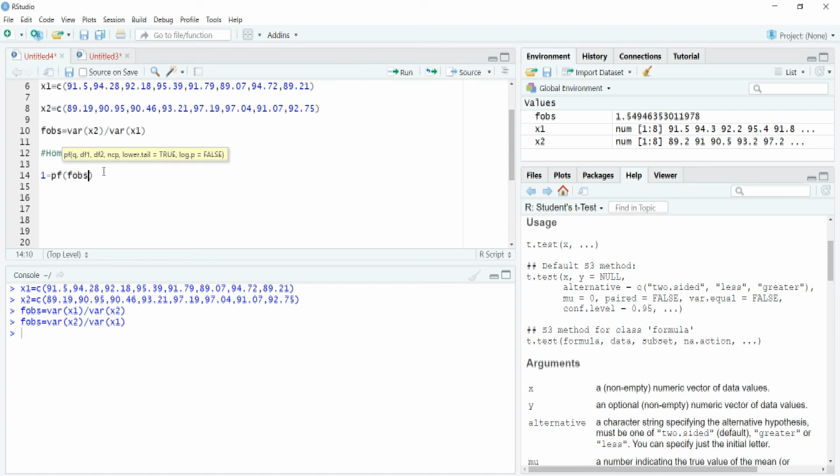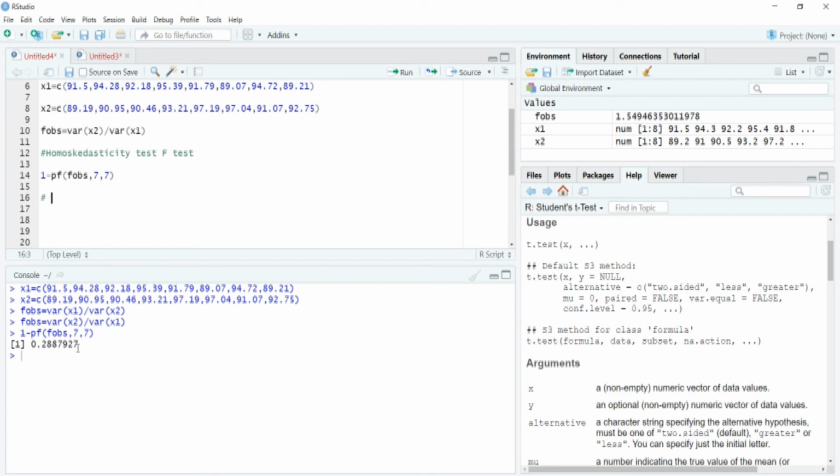The degrees of freedom of both samples are 7 and 7, since 8 minus 1 is 7. This is the format for the F-test, and as we perform this, we get the F-test value as 0.288. Since the value is 0.288, we cannot reject the null hypothesis. Therefore homoscedasticity is assumed to be correct.